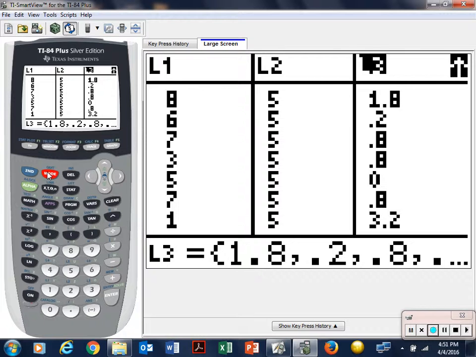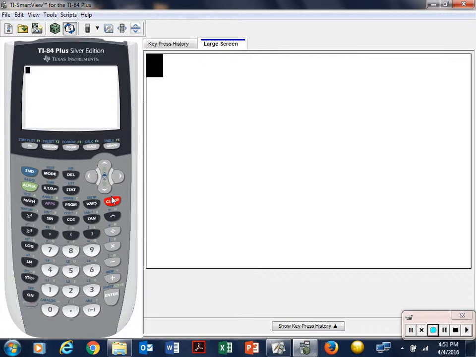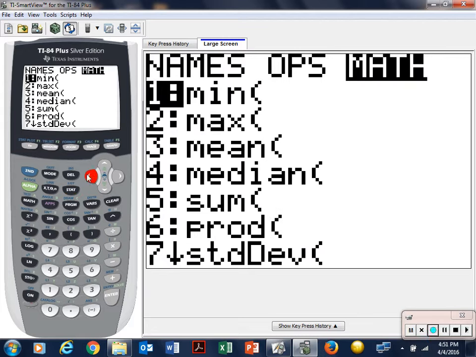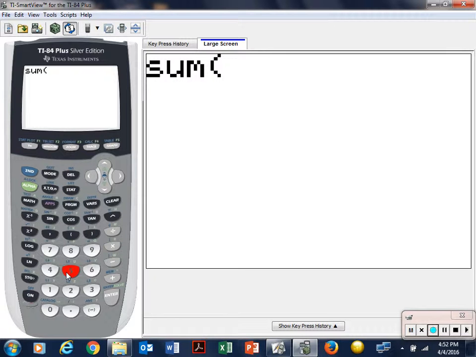So we need to quit this screen. We need to go to the sum. So again, that's second stat, math, number 5. Tell it to add up list number 3, and there it is, 8.8. Okay, now I'm not going to use the table for this one, but if you did use the table, remember your degrees of freedom would be 10 minus 1, which would be 9.